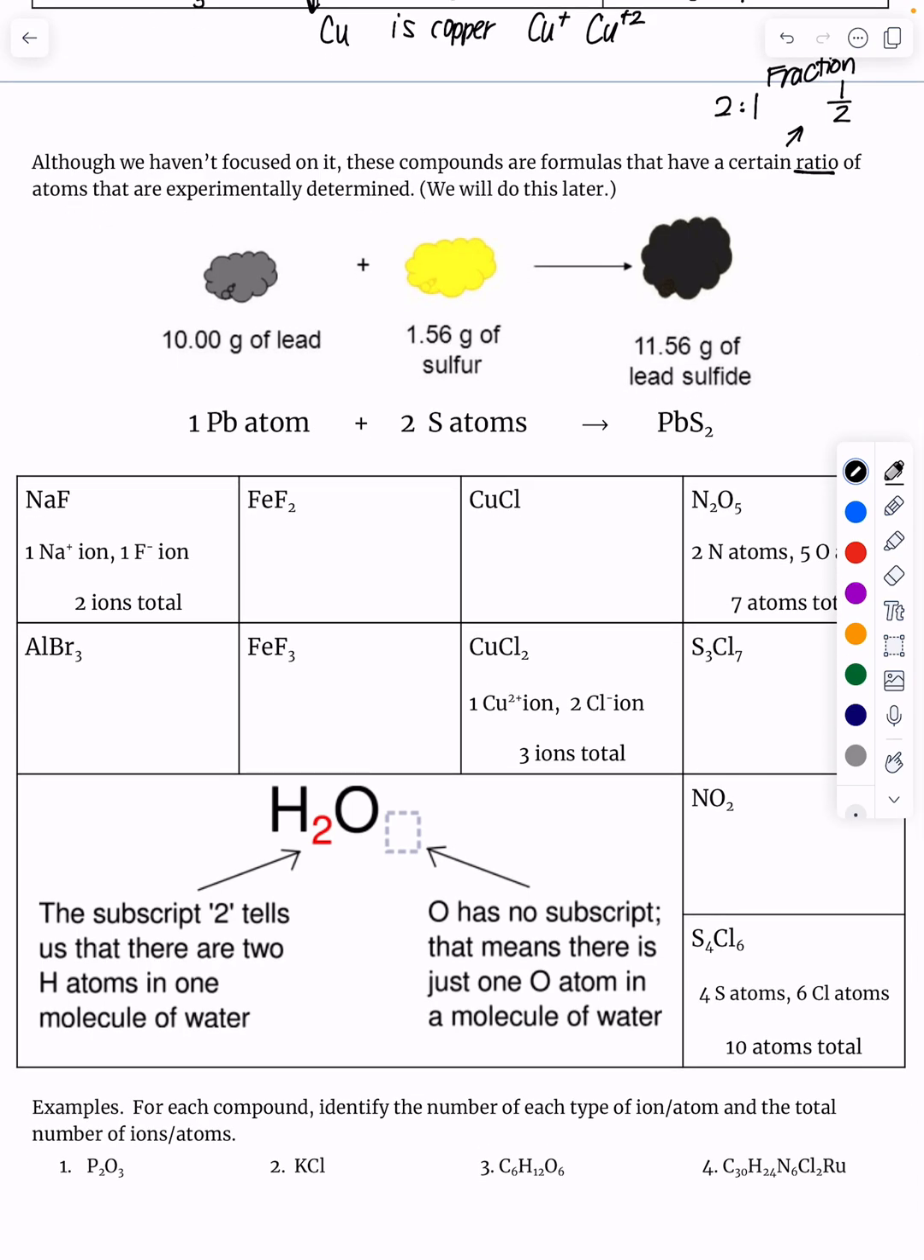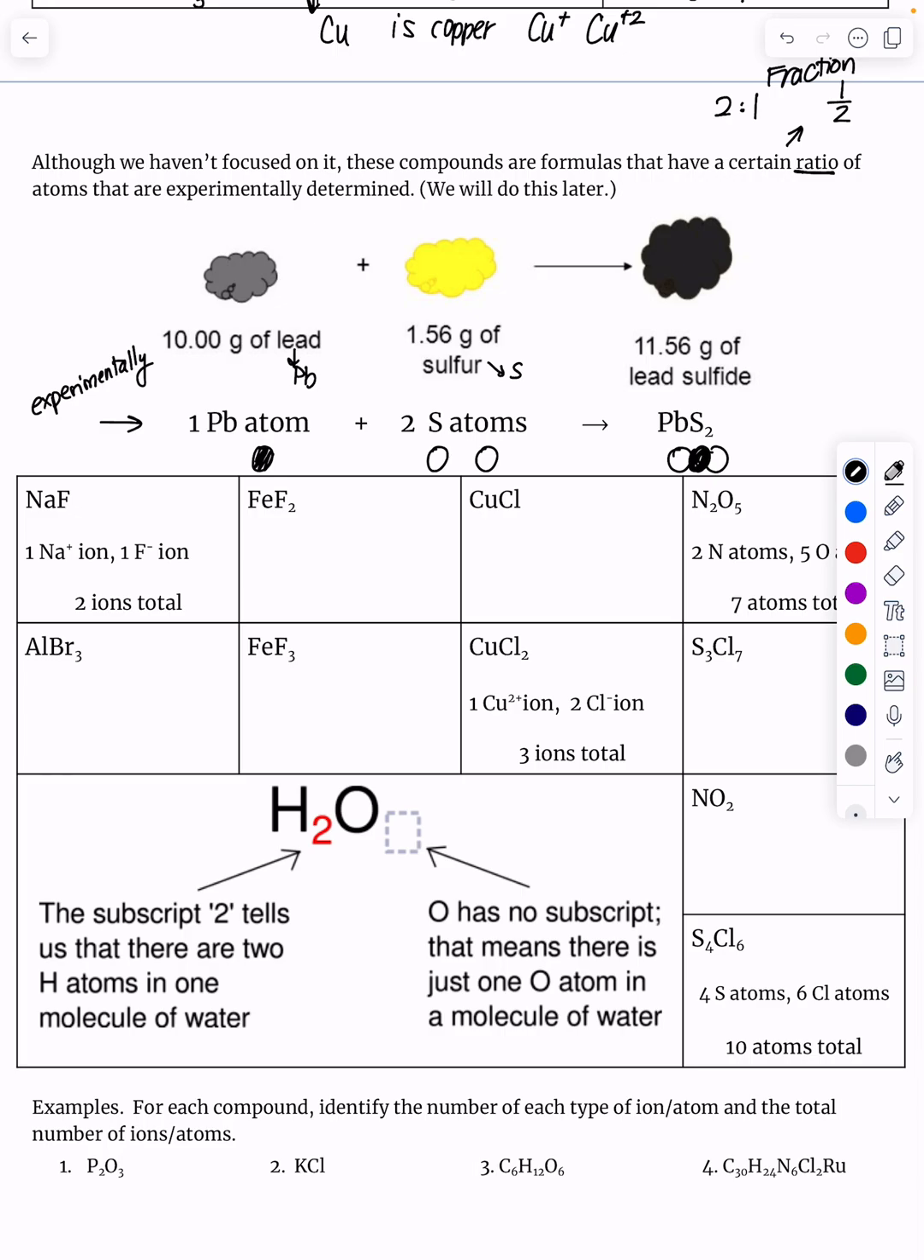So for example, if I had 10 grams of lead, a transition metal whose symbol is Pb, and I reacted it with 1.56 grams of sulfur, that's S, I'll get lead sulfide. And what we could experimentally determine is that this would require one atom of lead, one Pb atom, combining with two S atoms to give me PbS2. And I could draw that.